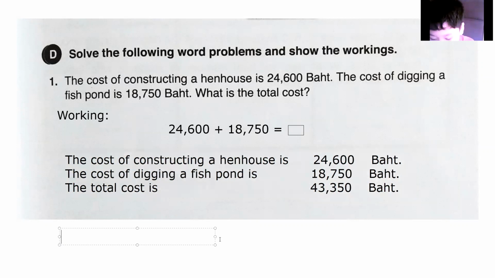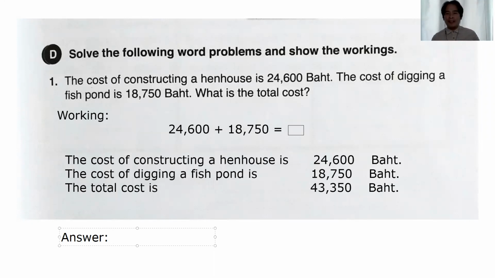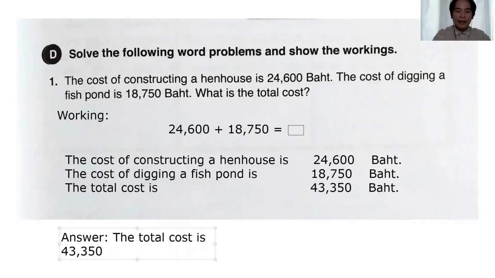Teacher, I forgot to add the last number in the hundreds. It's all right, Con. I forgot and I counted only 5. It's all right. That's why sometimes in mathematics, what's our number one rule? Slow but sure. Okay, so just copy the third sentence. The total cost is 43,350 baht.